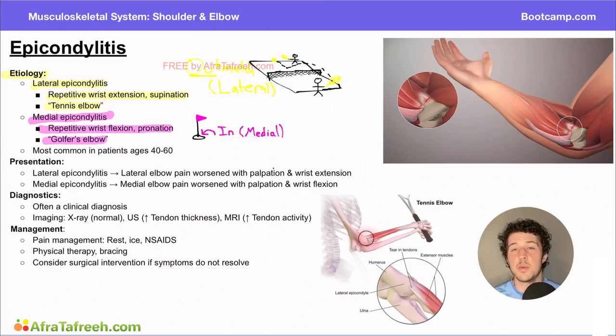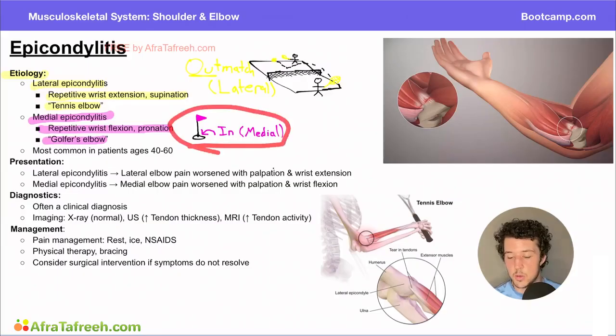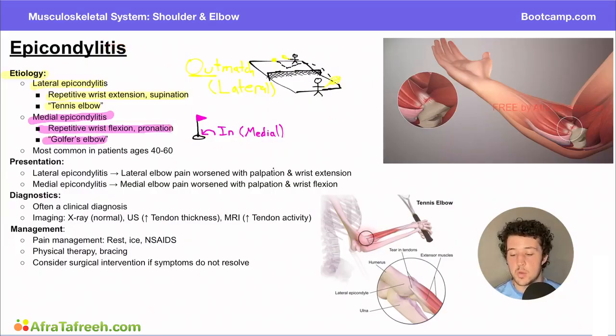One way that helps me memorize which is which is that I think about in golf, you're trying to get it in the hole. So in, for inside, being the medial epicondylitis, whereas in tennis, you're trying to outmatch your opponent. And so out being for lateral epicondylitis. It also helps for the motion that we are going to flex in our wrist, which will lead to medial epicondylitis. And if we are extending out our wrist, that will be lateral epicondylitis.